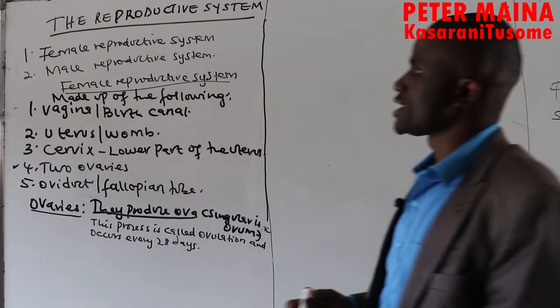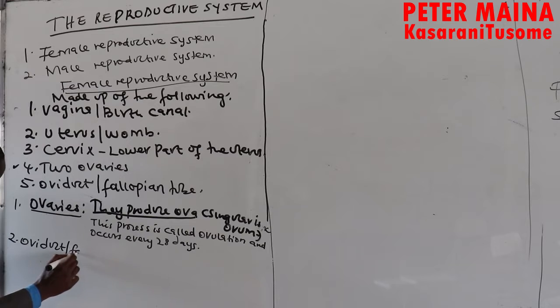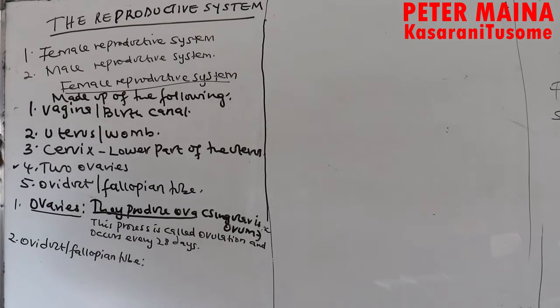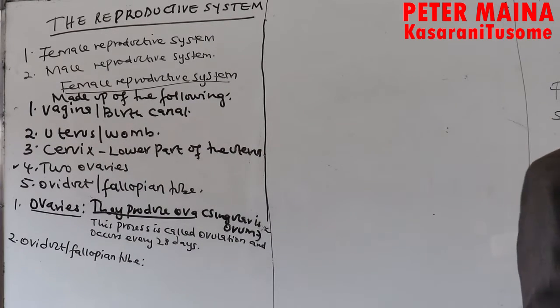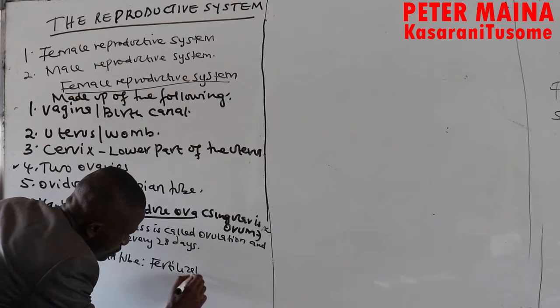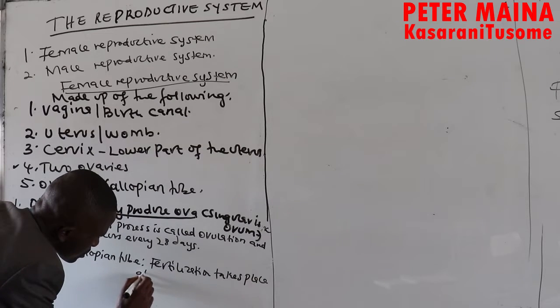Then we look at the oviduct. What's the function of the oviduct, also called the fallopian tube? We've said that it is the tube through which the ova will travel to the womb. We can write that fertilization takes place in the oviduct. It connects the uterus and the ovary. So fertilization takes place at the oviduct.